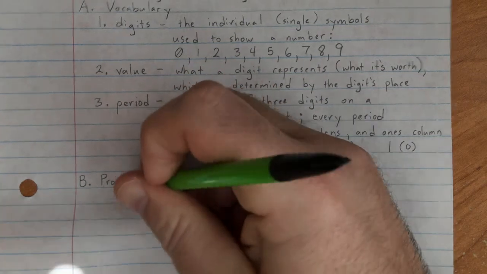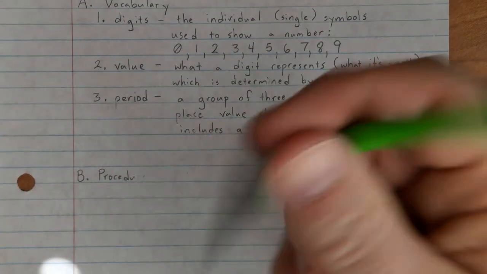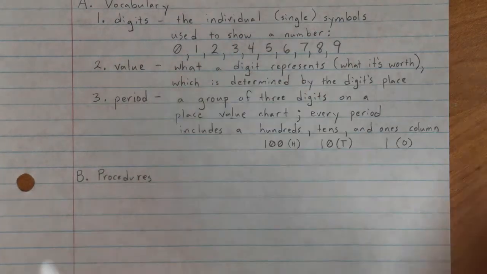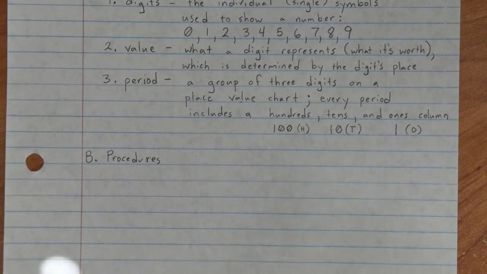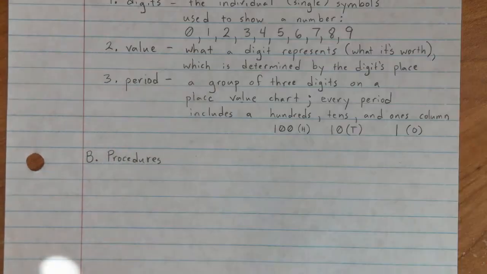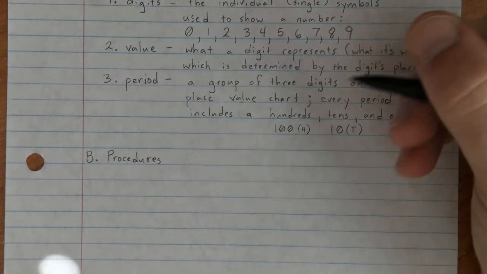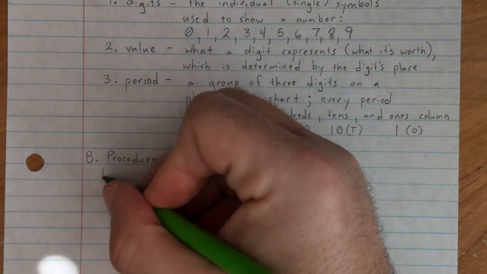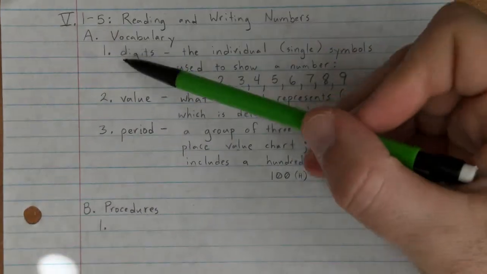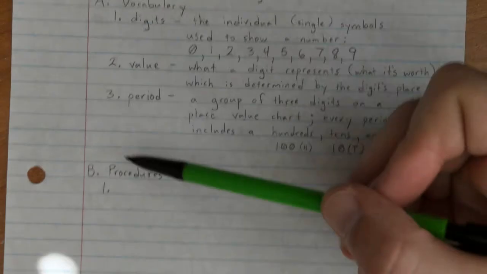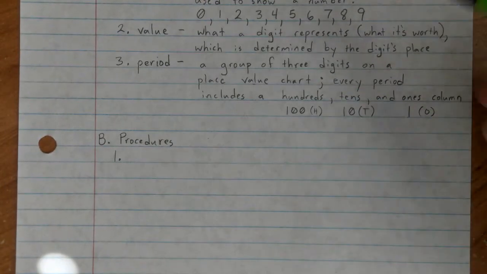Procedure. It helps if I spell the word correctly, though. Procedures. There we are. Sorry, ladies and gentlemen. Procedures. It helps to know how we're going to write these and how we're going to read these. Okay. Now, first off, we had subheading 1, 2, 3 under vocab. Now we're going to have 1, 2, 3 under procedures.